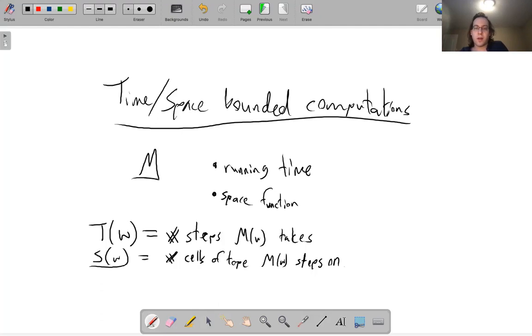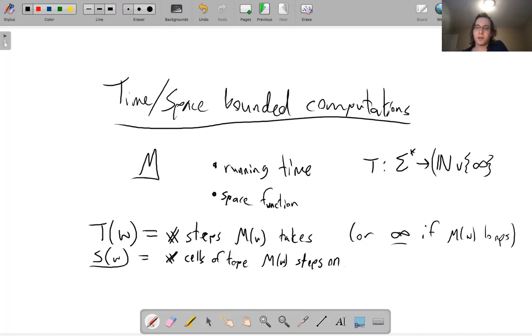Now these are numbers. For these, we will just set it to be equal to infinity if M of W in fact loops. Here T and S are functions with signature sigma star, where sigma will often be 0, 1, but we'll just leave it as sigma star. It maps sigma star to either a natural number or the symbol infinity. Basically, the output of T of W is either a natural number or infinity. That's how many steps M takes on input W.